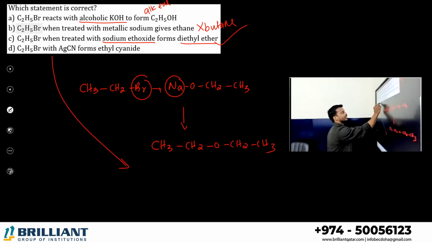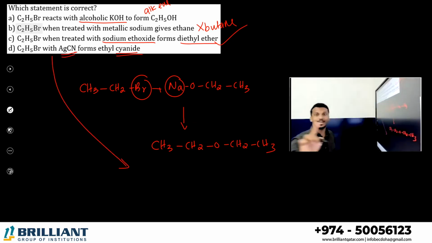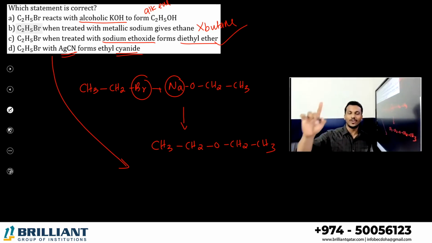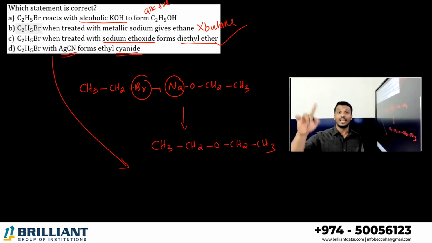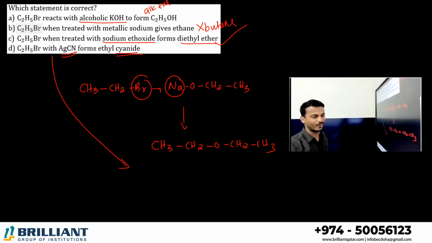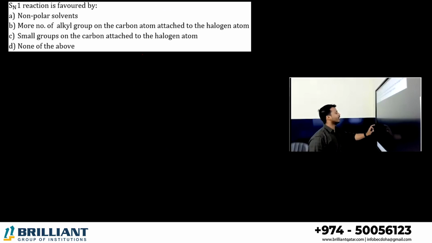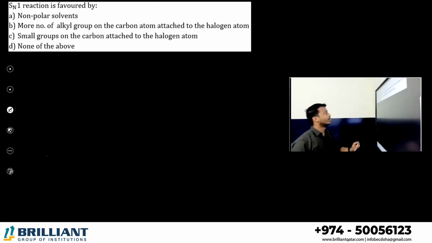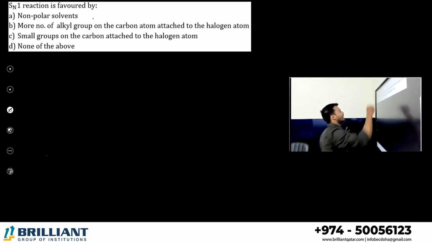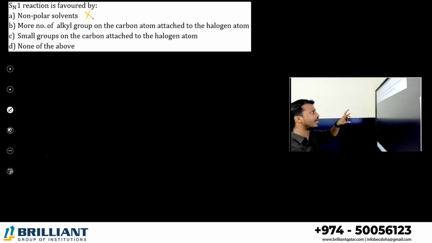C2H5Br treated with AgCN, you are getting cyanide. No. When you treat a haloalkane with AgCN, what are you getting? Isocyanide. Careful. Next one. SN1 reaction is favored by, you know, SN1 reaction favors non-polar solvent? No, SN1 reaction favors polar protic solvent. So not that. Option B, more the number of alkyl groups on the carbon atom attached to the halogen atom.